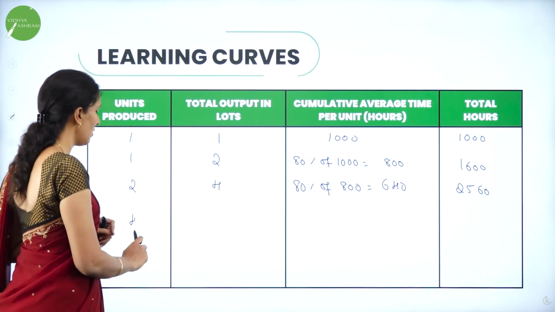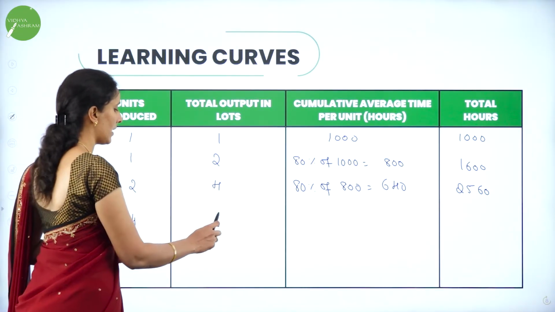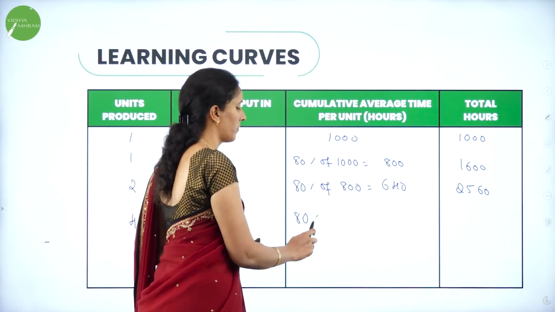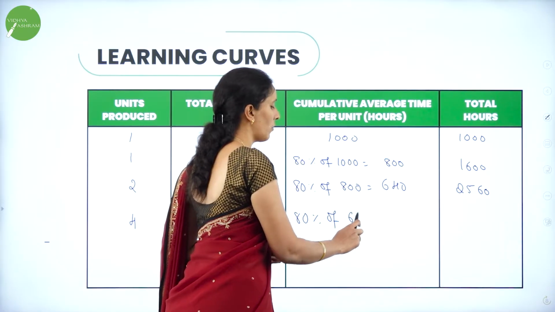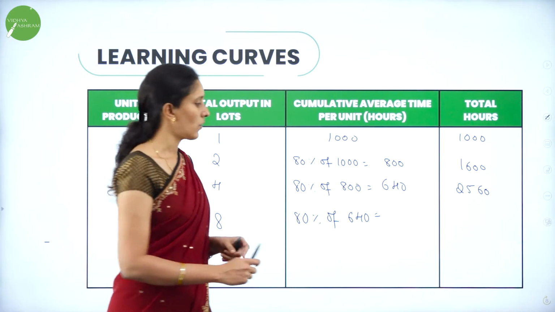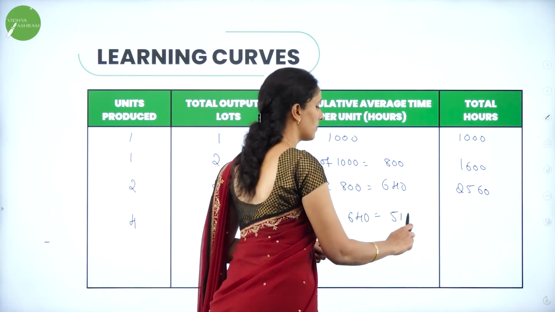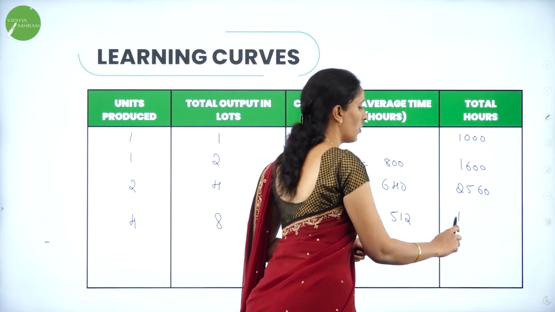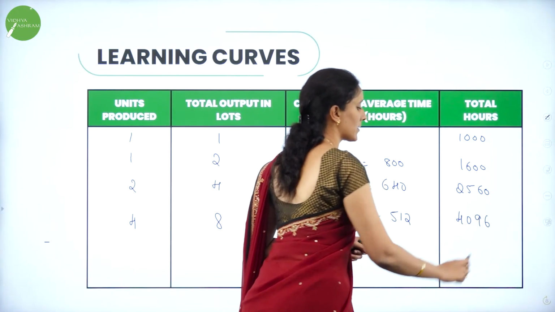Next is, here we have 4. So take 4 here. So now total it becomes 8. Now again 80% of 640. What is 80% of 640? That is equal to 512. Now 512 into 8, this becomes 4096.